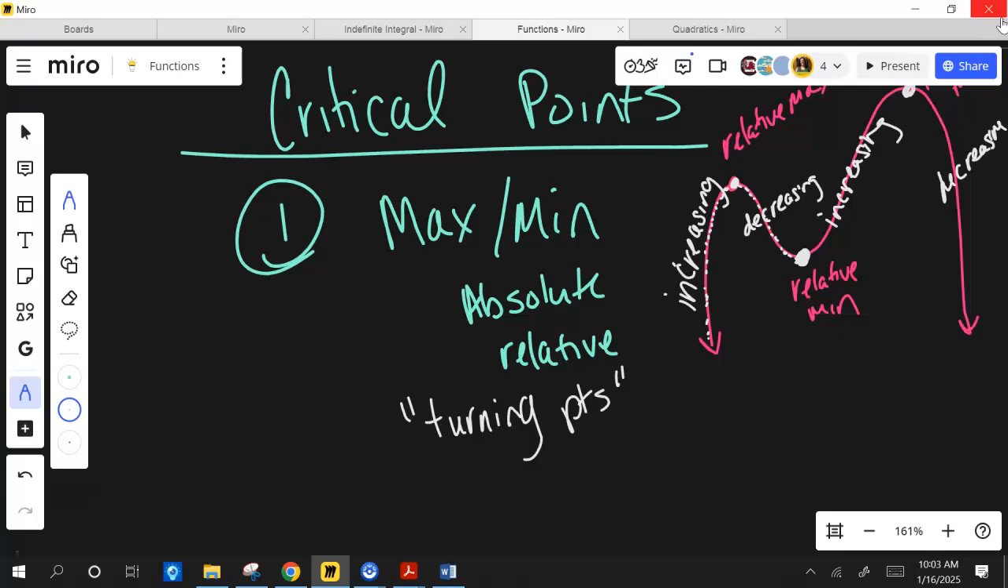All right, the other type of critical point, this one we are going to come back to. We are going to use our calculator. We are going to find these points, and we're also going to label these increasing, decreasing intervals. I'm going to just go ahead and show you the other kind of critical point, and then we're going to come back to the calculator to show you what this looks like.